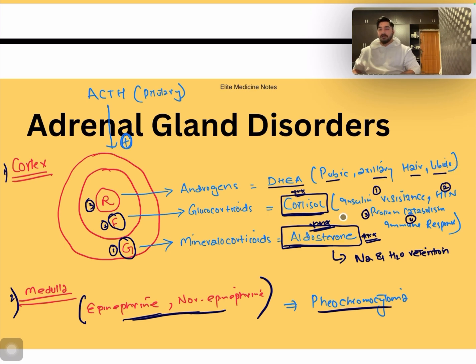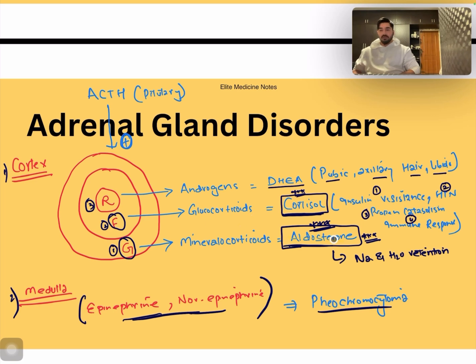So what is the main function of cortisol? Cortisol is a stress hormone. In every stress condition, cortisol is released in a fight and flight response. Cortisol is an anti-inflammatory. Also, it regulates the blood pressure. It is responsible for insulin resistance, protein catabolism, and immune response. So whenever the cortisol levels are high, the patient will be prone to develop diabetes because of insulin resistance.